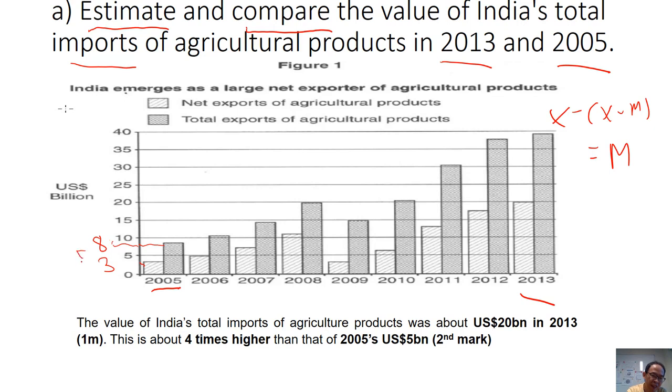Again, as I said in the last video, the command word is estimate. So they are aware that not everyone's eyes will be that sharp. So long as it's not obviously wrong, if you accidentally consider it as 9 and 3 and you said 9 minus 3, 6, it's also fine. Don't lose sleep about that. So 2005 was 5 billion.